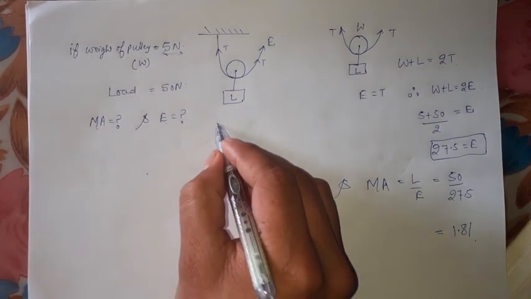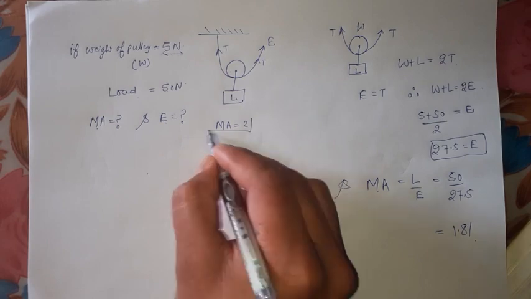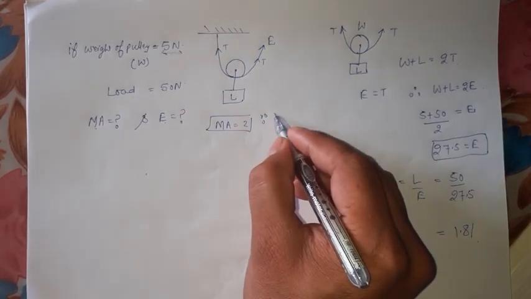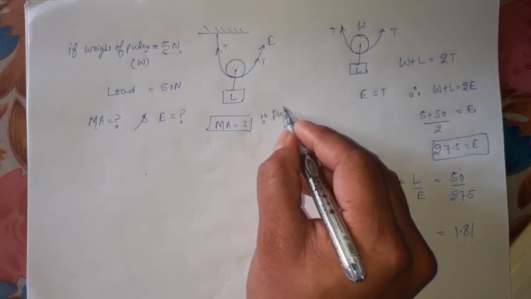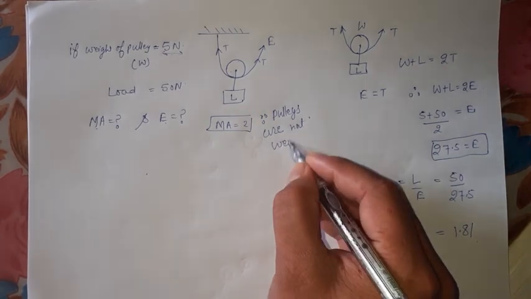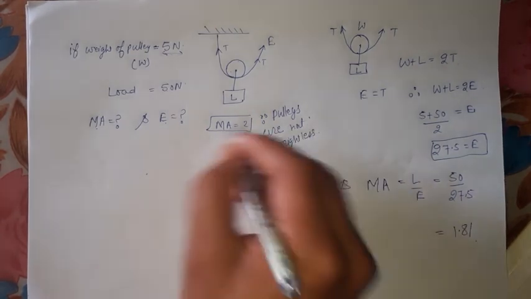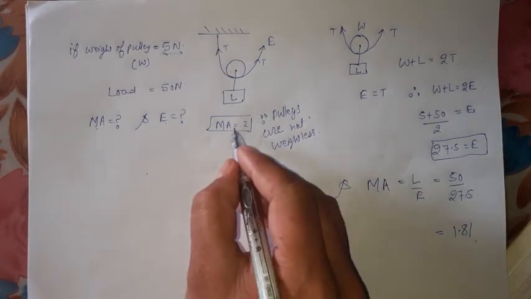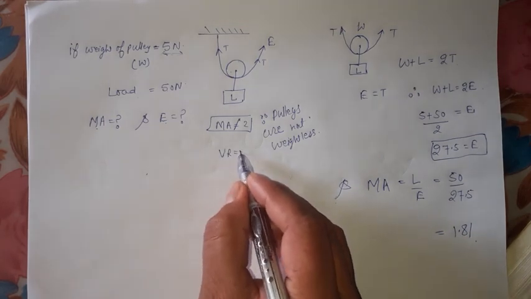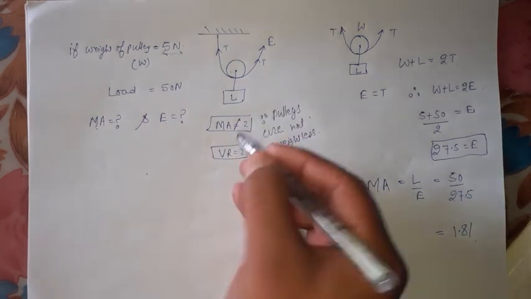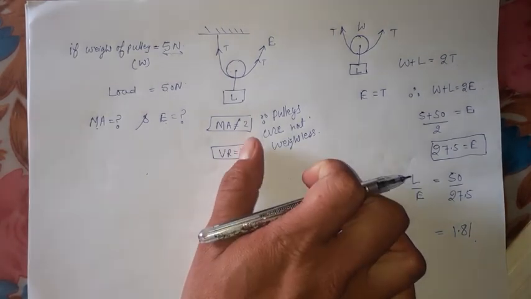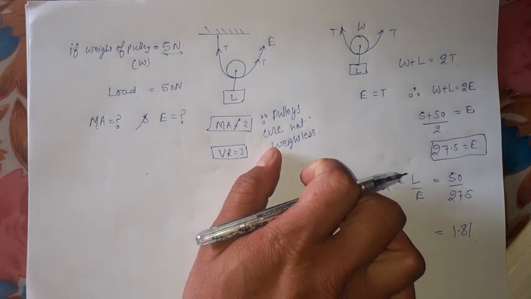So student, over here you can't say that mechanical advantage is 2. Why can't you say this? Because this pulley is not weightless. So the mechanical advantage is not equal to 2, but the velocity ratio will be 2. For a given set, the velocity ratio does not depend on the load. So it is 2, but the mechanical advantage is not 2 over here. So we have to determine how much it is.